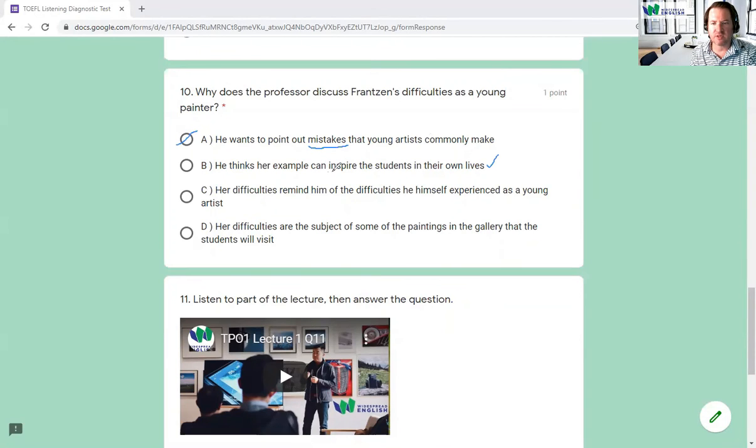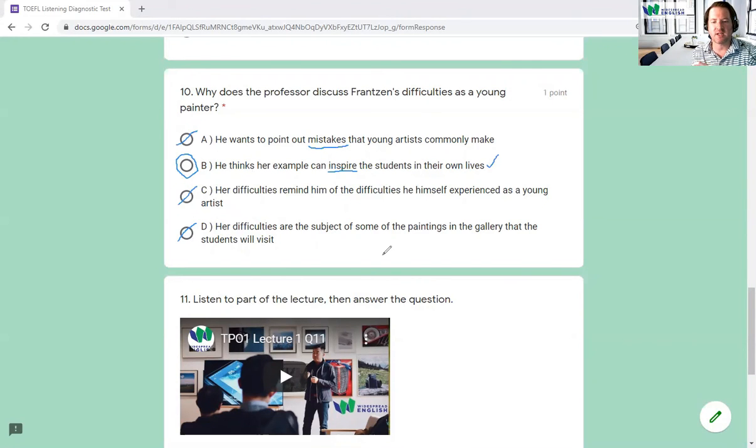could be used to inspire, but let's check out some of the other options, C and D. Her difficulties remind him of the difficulties he himself experienced as a young artist. He never mentions himself as an artist here, so definitely not C. Her difficulties are the subject of some of the paintings in the gallery that the students will visit. Yeah, she didn't paint her difficulties. That was not the subject of her art, so definitely not D. So the answer here is he thinks that she can inspire students in their own lives.